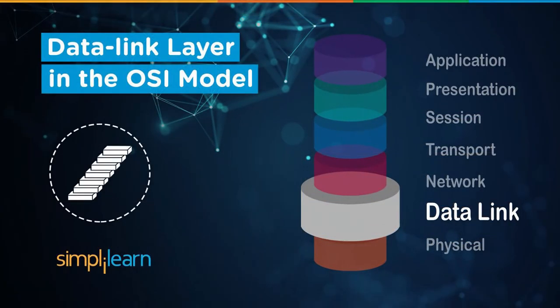In network models, before the data is ready for its transmission over the network channel, it is important to process the data with the specified services to reach proper transmission standards. And this task is handled by the data link layer of the OSI model.